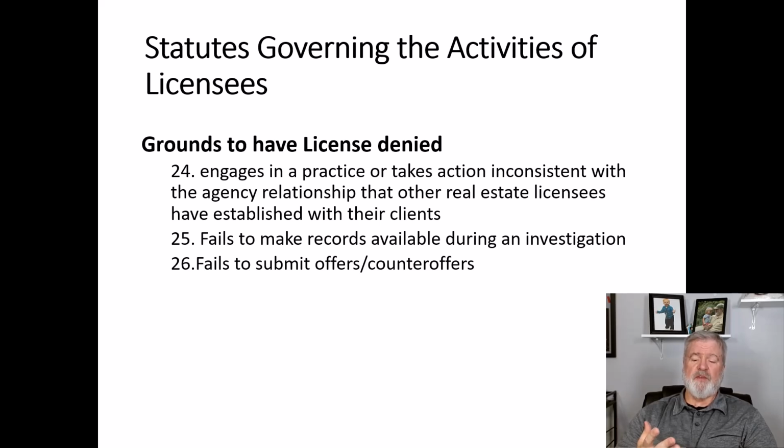If you find out that they have an agency relationship, they've signed an agency agreement with another agent, you got to zip it, turn around, and walk away. You continue talking real estate to another agent's client, that's a license law violation here. Cannot do that. Number 25, if you fail to make records available during an investigation, we know you got to maintain records for 5 years. You better not lose them. Better not have something happen to them.